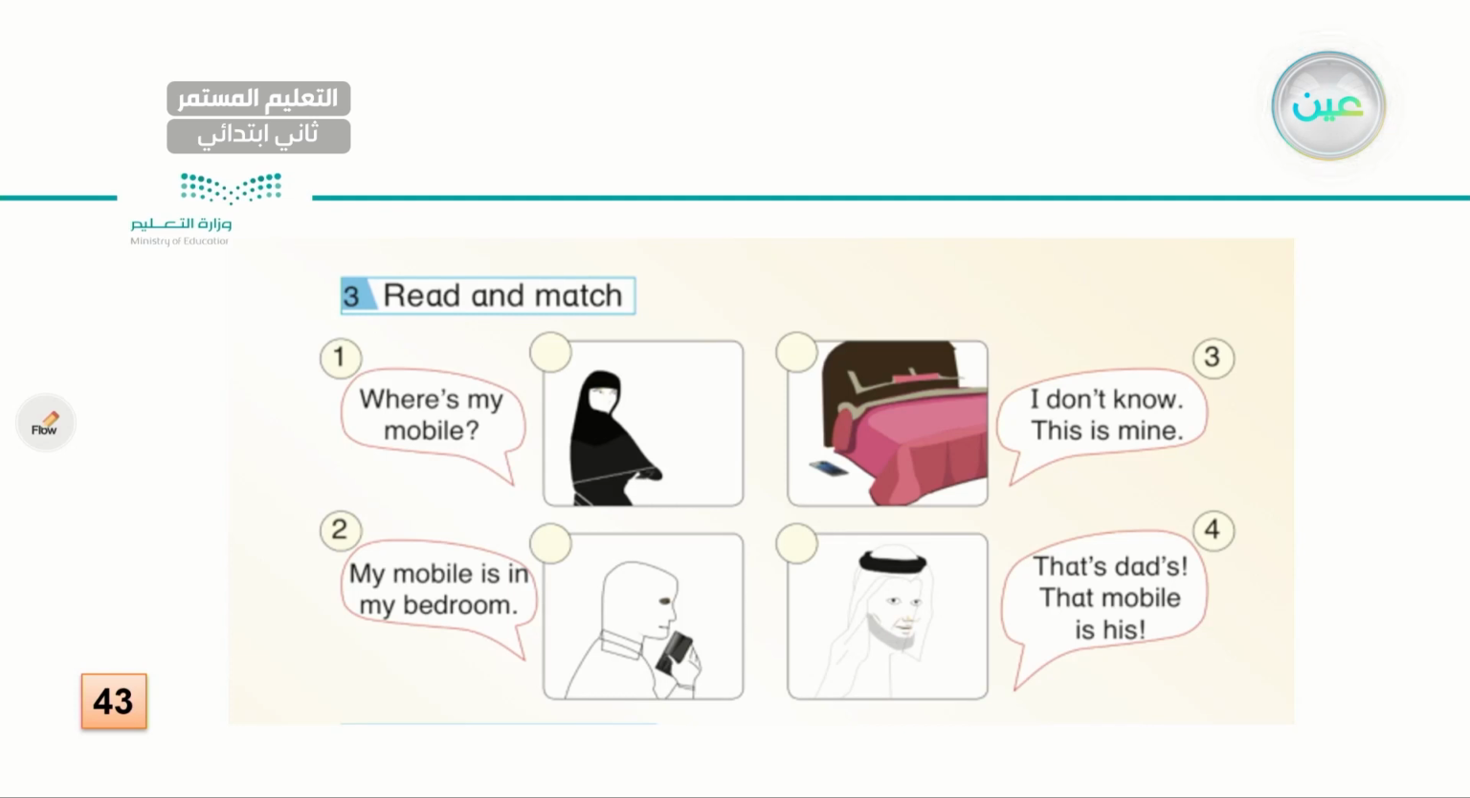Now let's try to reveal the answers with the first one. Let's start with the first picture. What do you think? 4. I hope you got this correctly. Let's read. That's dad. That mobile is his. Now let's go to the next picture. That's number 2. Very good. My mobile is in my bedroom. Very good. Let's go to the third picture. Let's read. I don't know. This is mine. Very good. And for the last one, I have number 1. Very good. Check your answers and write them down in your books, please.